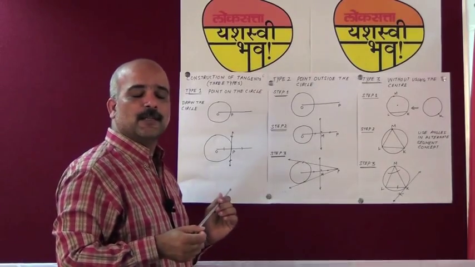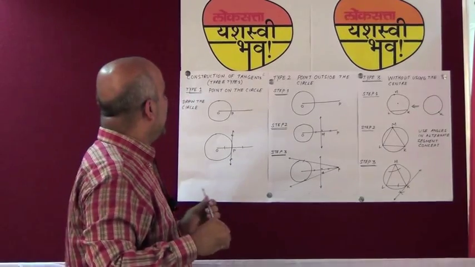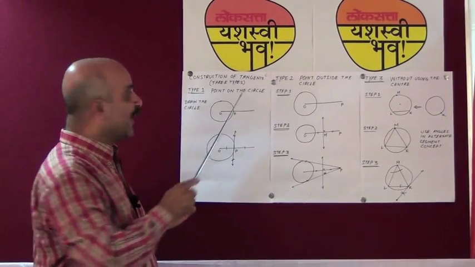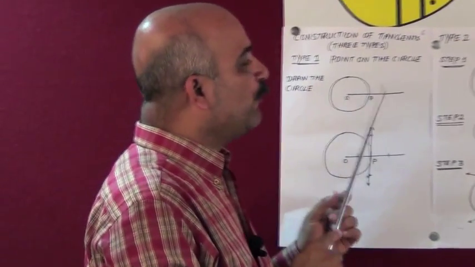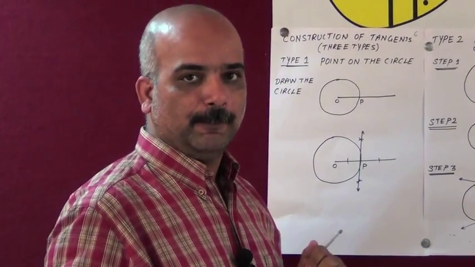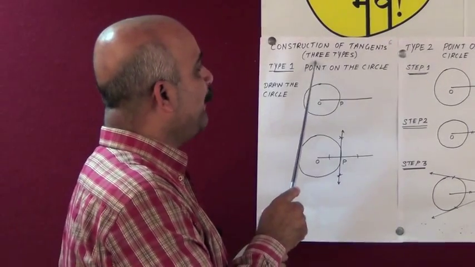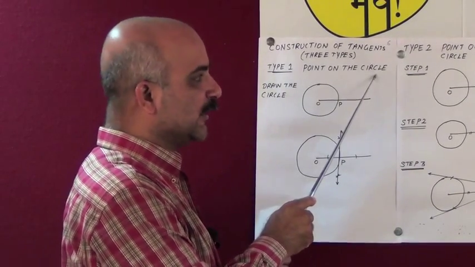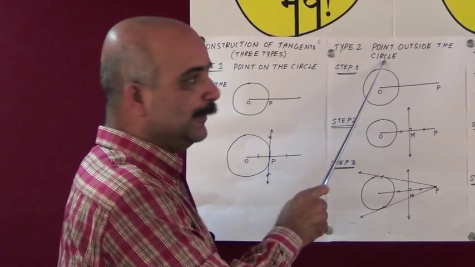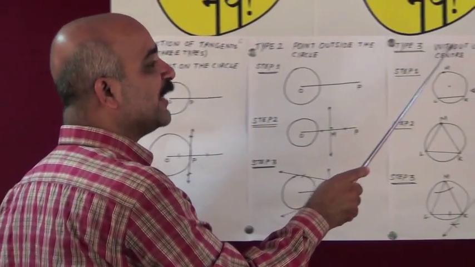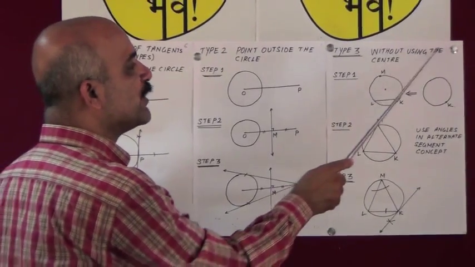After discussing circumcircle and incircle, let us now discuss construction of tangents. There are 3 ways of drawing the tangents which you have got in your question paper. The first type is when the point is on the circle. The second type is when the point is outside the circle. And the third type of tangent is without using the center.